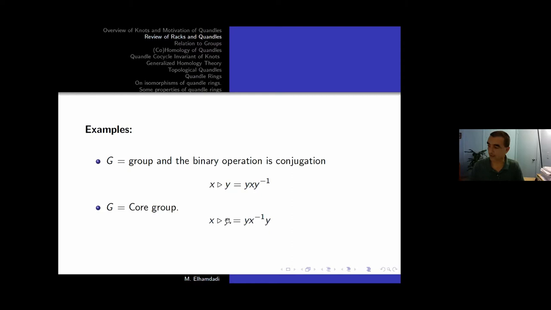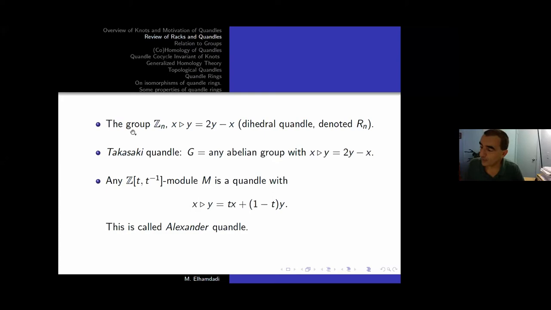Another quandle is if you take the integers mod N and you define X triangle Y by 2Y minus X mod N. This is usually called the dihedral quandle and denoted by R sub N. The reason for the name dihedral is that it's related to the dihedral group D sub 2N, which is the group of order 2N given by generators and relations. You have a regular N-gon, you have the rotation by 2 pi over N as a generator, and you have the reflection with the generators and relations.